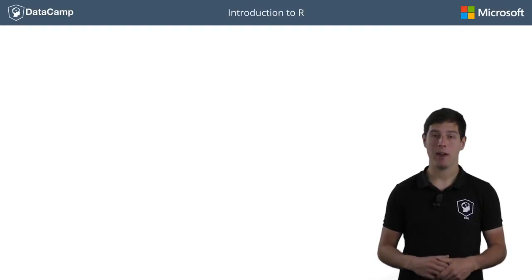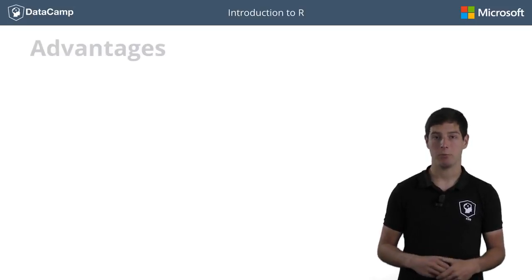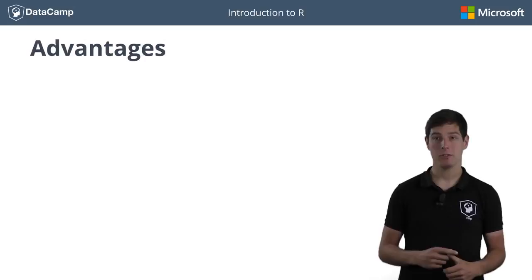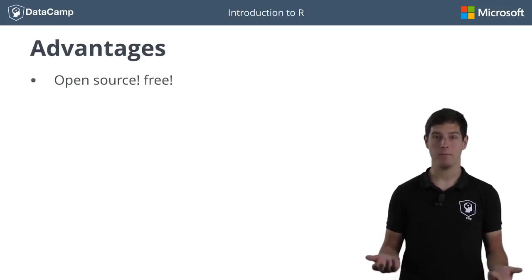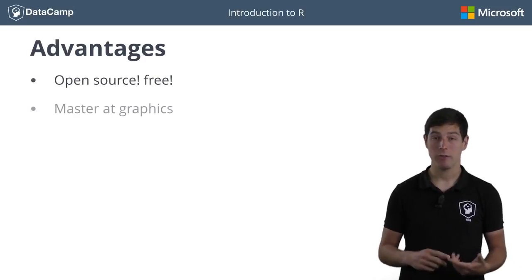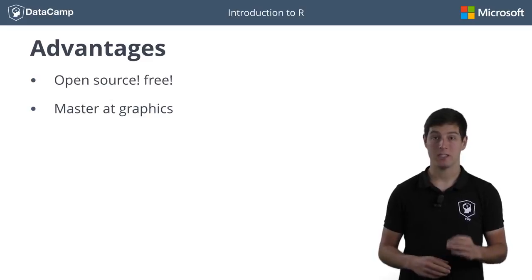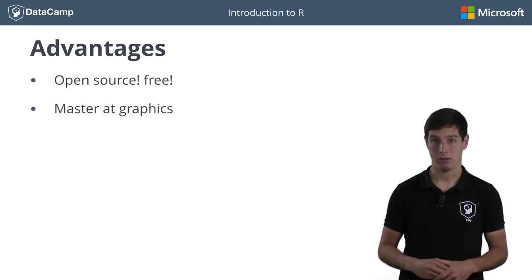Like in every programming language, there are pros and cons. Because I like R, let's start with the pros first. First of all, it's open source, so it's free. Next, R's graphical capabilities are top-notch and it's very easy to build publication quality plots.